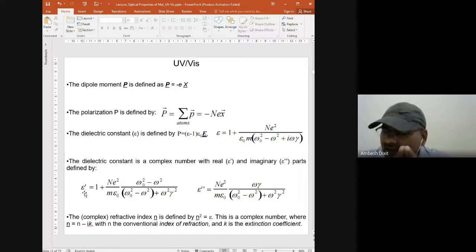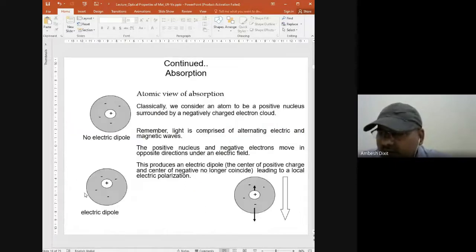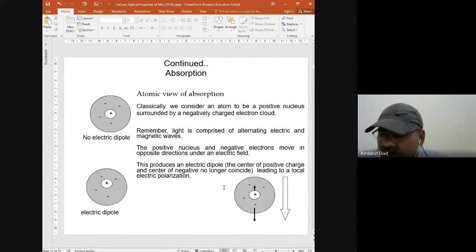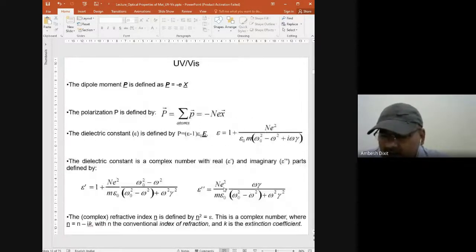The imaginary component is related to your extinction coefficient, and that leads to the absorption in your system as well, which we will see. Right. So the complex refractive index N is defined as N square equal to epsilon, or N equal to square root of epsilon. This is also a complex number, where you can write N equal to n plus ik or n minus ik, where n is the conventional refractive index and k is the extinction coefficient.